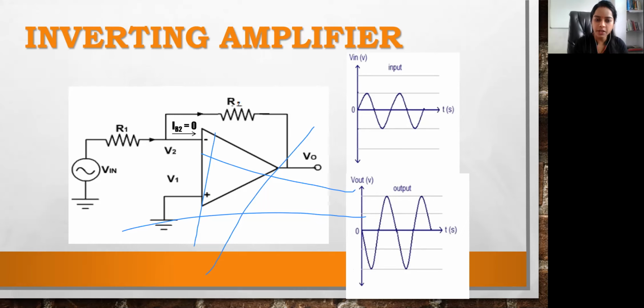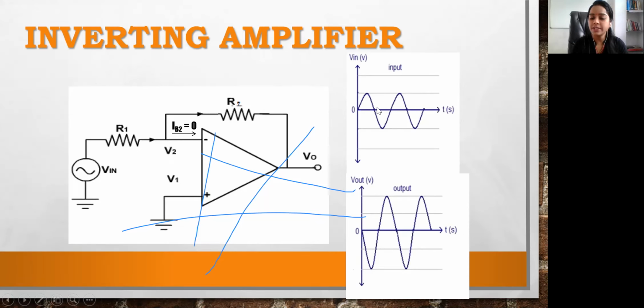Here we have connected just an input resistor, a supply, and a feedback resistor. This feedback resistor is connected from output to input. Here we will have V1 and this is V2. This point is at virtual ground. So from here we will have current IB2 equal to 0. The virtual ground concept we have seen in our last lectures also.